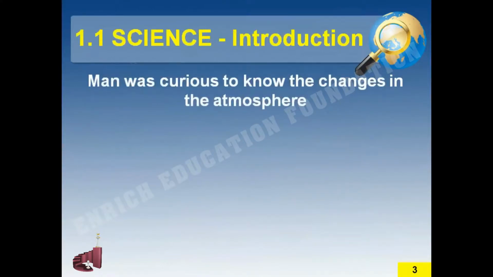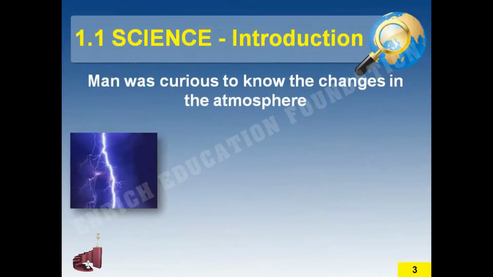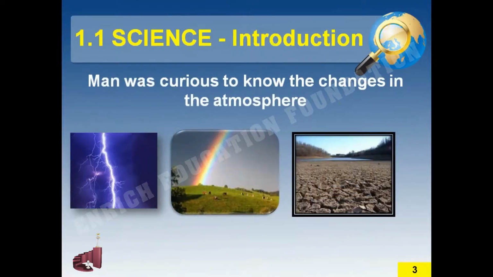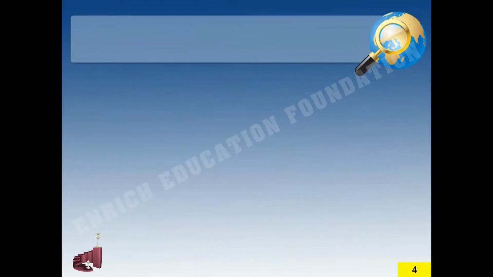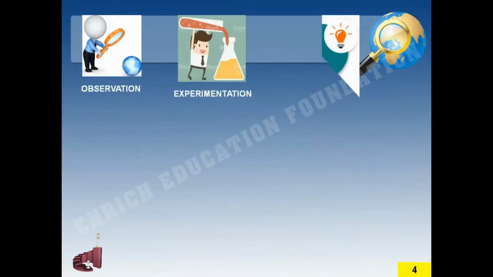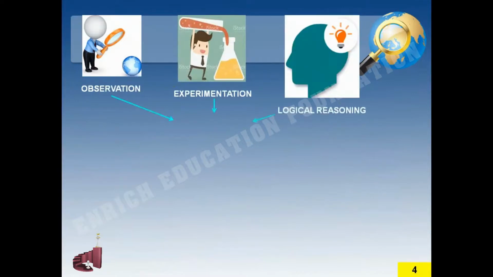Ancient man was curious to know the various changes that were taking place in nature, like the occurrence of thunder and lightning, the formation of rainbow, drying up of the riverbeds during the summer seasons, changing of seasons, and so on. He wanted to know what actually was causing these changes. So in his quest, he started to observe the atmosphere more carefully. He also conducted some related experiments, and from the results that he obtained through observation and experimentation, he tried to find a logical reason behind these.